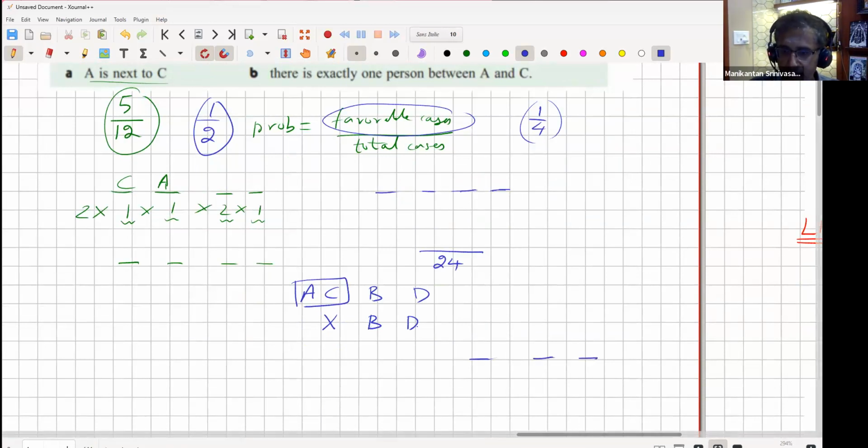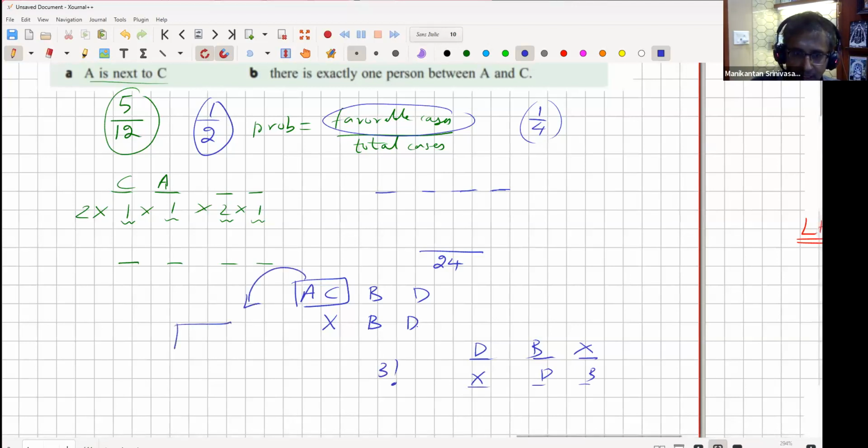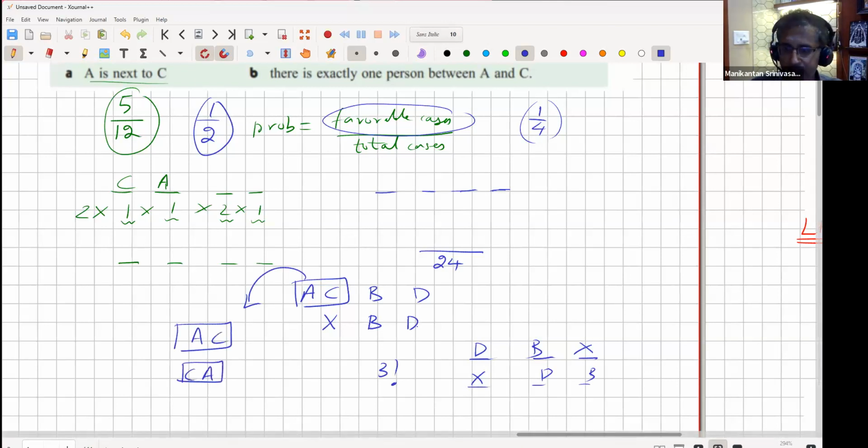So we know maybe X can be here, D can be here, B can be here, and so on. There are 3 factorial ways in which that can be done. And then she'll open the box and say, between A and C, either you guys can sit like this or you can sit like this, right? So therefore, she'll multiply that by 2. So it's 2 into 3 factorial by 24. And that indeed is 12 upon 24, which is 1 upon 2. Does this make sense, guys?